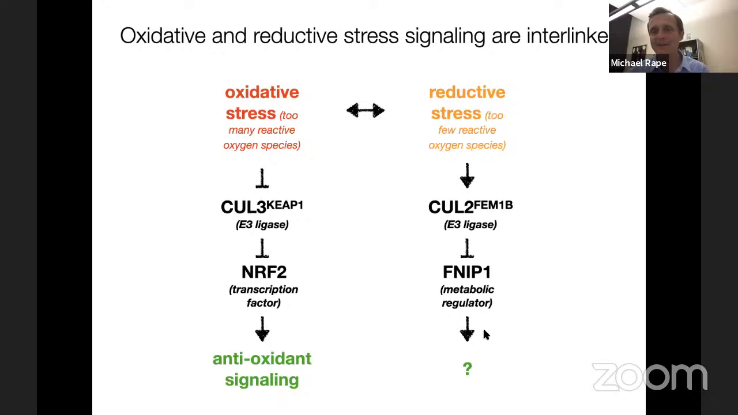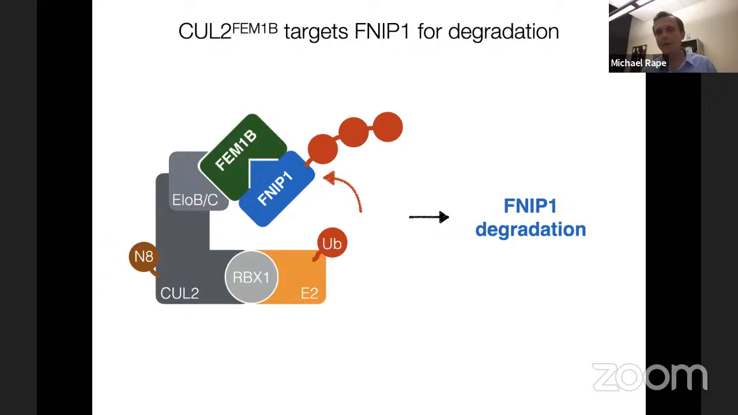So if you think of a stress response, it of course should only be set in motion when there is the stress. And in our case that means when you have too few reactive oxygen species. For the oxidative stress response, as I mentioned initially, it's oxidation of cysteine residues in KEAP1 through these reactive oxygen species, which inhibits this E3 ligase. What happens here? We had no clue. In order to figure this out, the first thing that we had to do is understand how the substrate binds to the ligase.